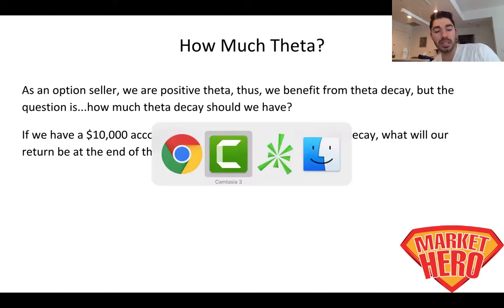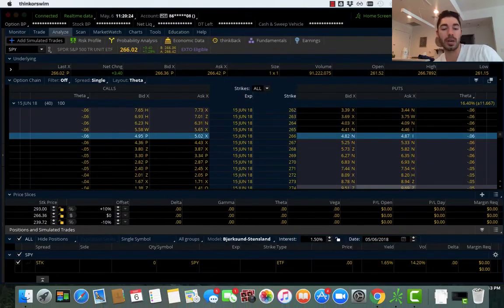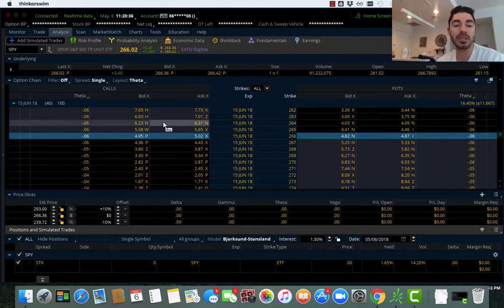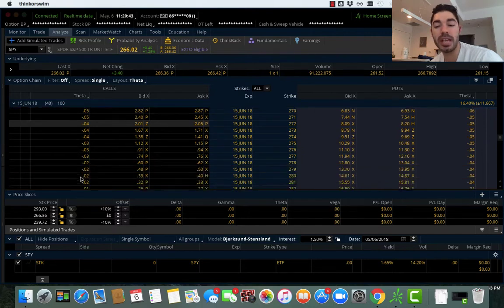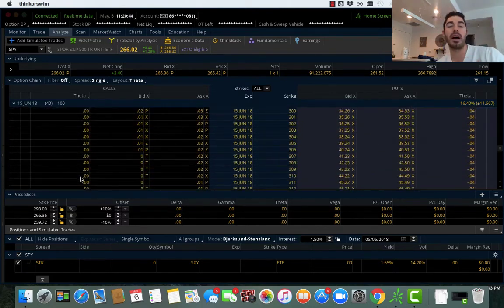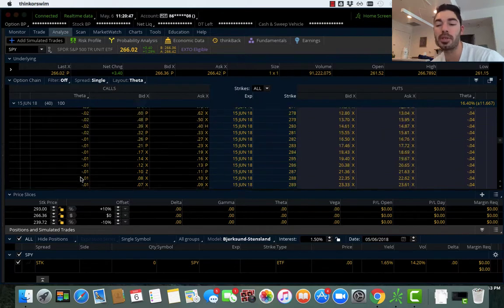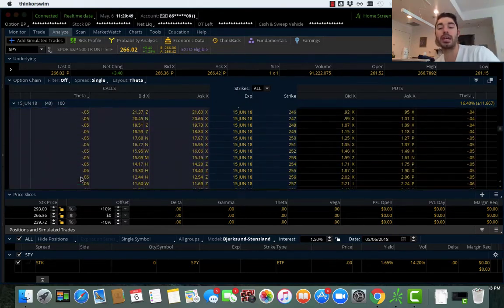So let's take a look here really quick. I have SPY up, and you can see I'm in one of the monthly contracts. I'm in my Analyze tab in the Thinkorswim platform, looking at my options chain for SPY. And one of the data points that I've been able to pull up is theta. You can see it's negative because this is the amount of value that's being removed from an option every single day.